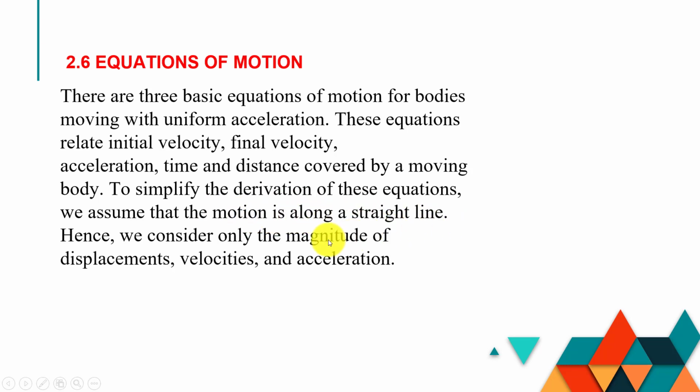And the third limitation is, in equations of motion, we only consider the magnitude of displacement, velocities and acceleration. It means we have nothing to do with the directions of the moving objects. So these three are known as the limitations of equation of motion. So here you have two short questions. First is define equations of motion, and second one is write the limitations of equations of motion.